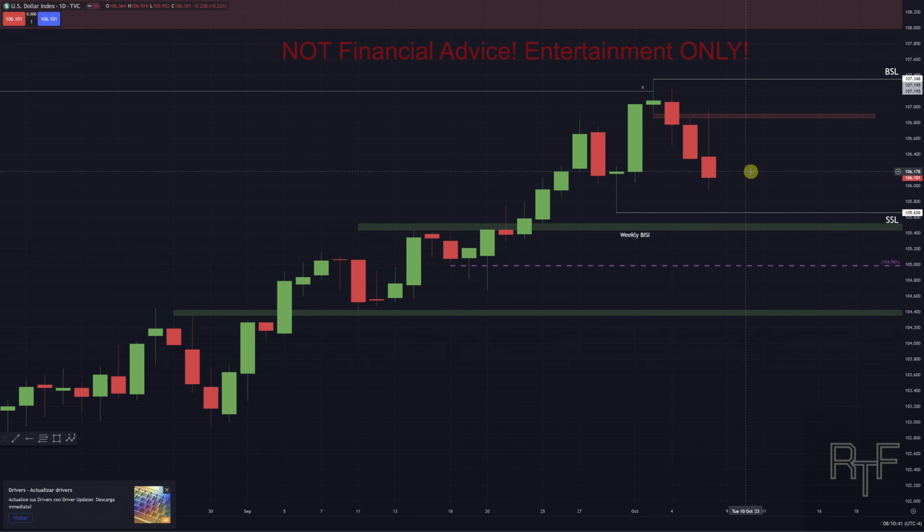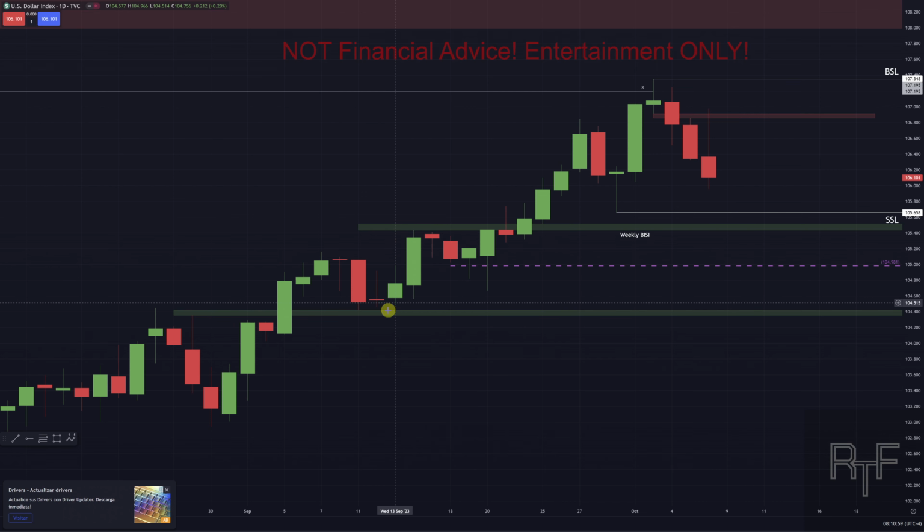Now, I did put out that other scenario that should price close below this BISI and use it as inversion, we'd be looking for lower targets. One target could be the swing low below here and the swing low below here, and there's that second level of weekly BISI right there.